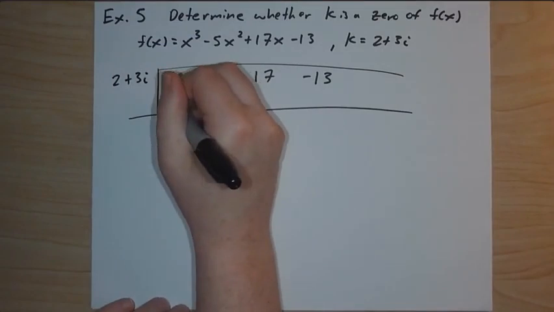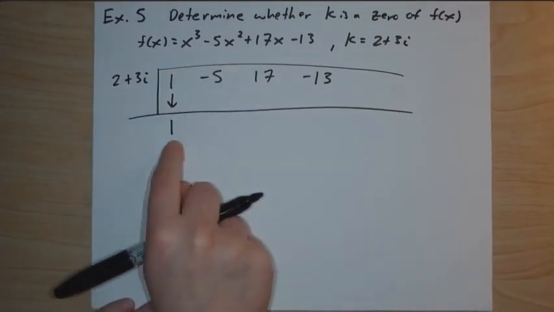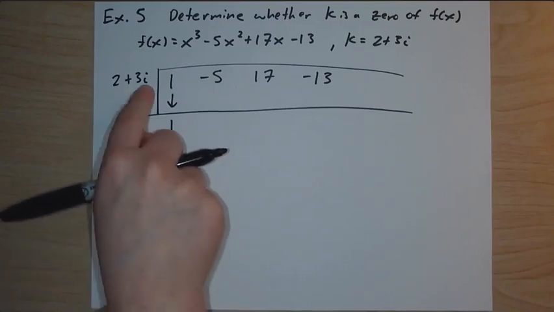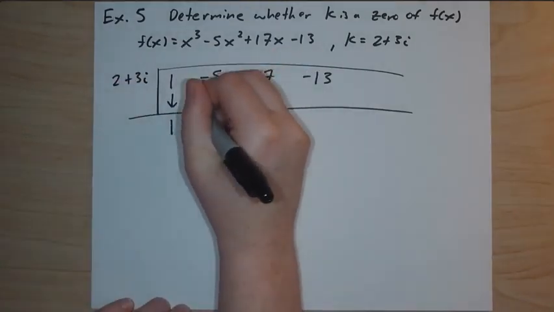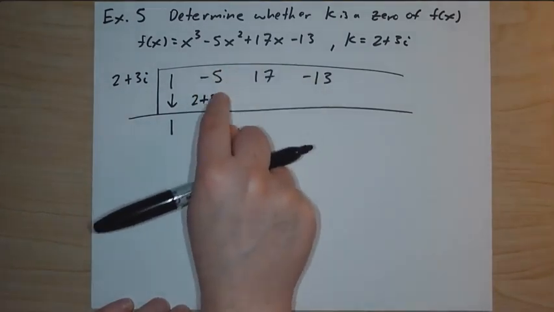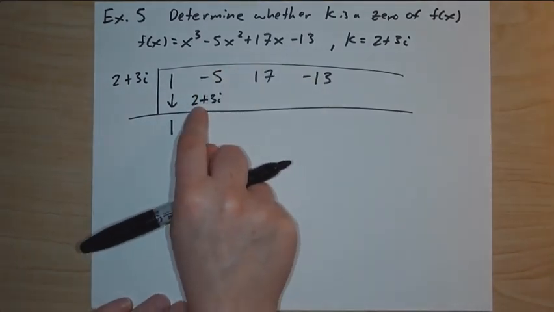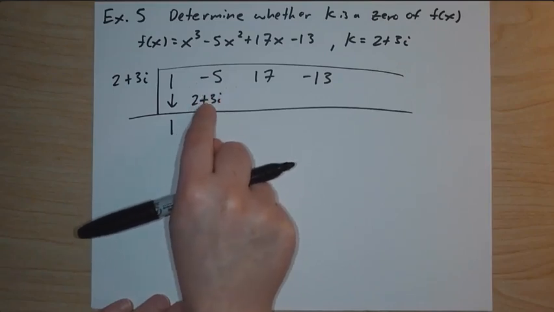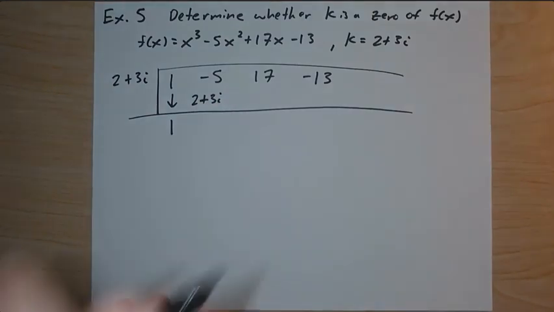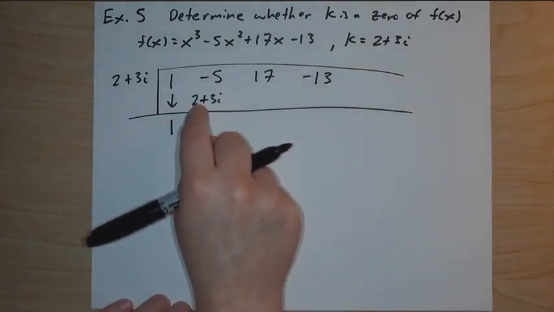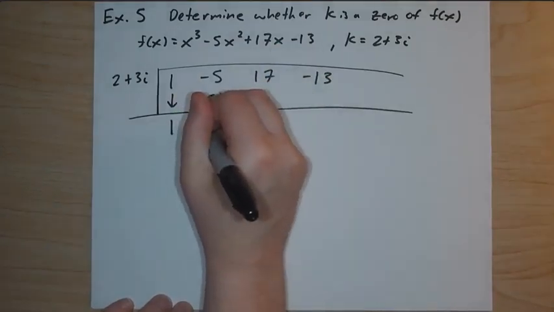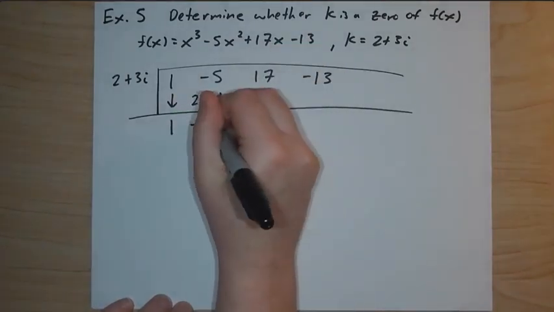We're always going to bring down our first number here, and then we're going to take this number and multiply it by this number. So 1 times 2 plus 3i is just 2 plus 3i. When we add a real number to a complex number, we add the real parts to the real parts and carry the imaginary parts. So negative 5 plus 2 is going to give us negative 3, and then we just carry the 3i.